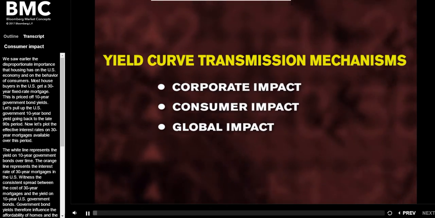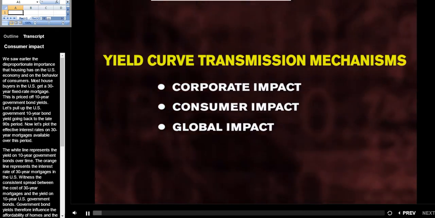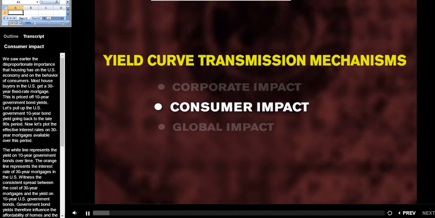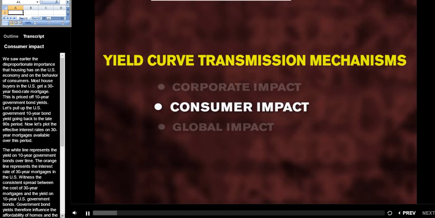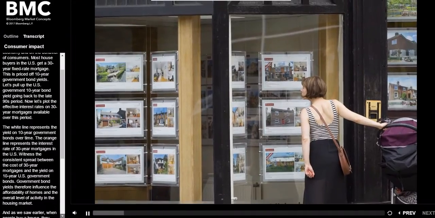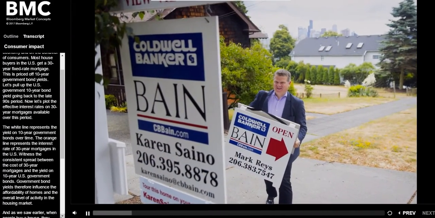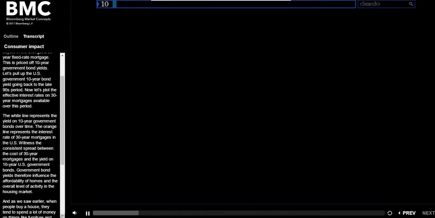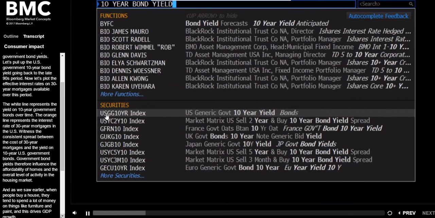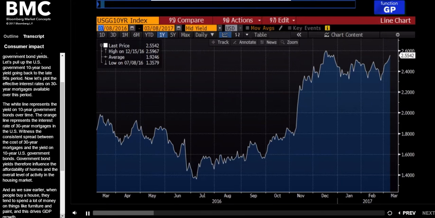We saw earlier the disproportionate importance that housing has on the U.S. economy and on the behavior of consumers. Most house buyers in the U.S. get a 30-year fixed-rate mortgage. This is priced off 10-year government bond yields. Let's pull up the U.S. government 10-year bond yield going back to the late 90s period.